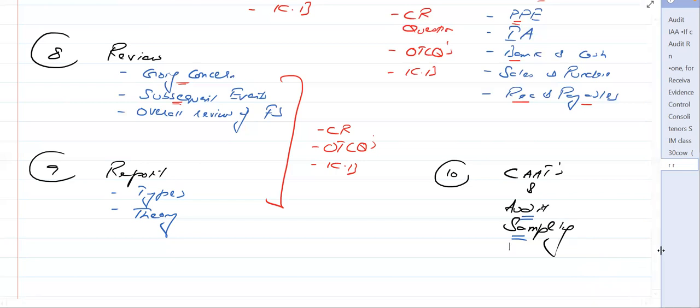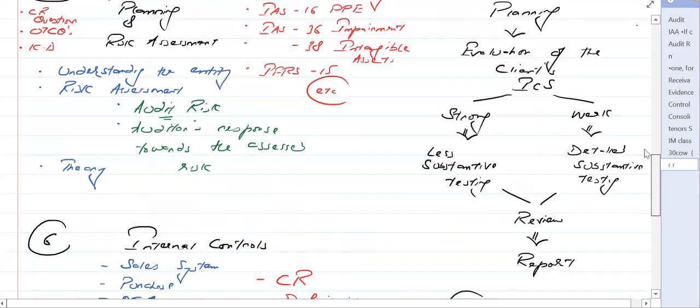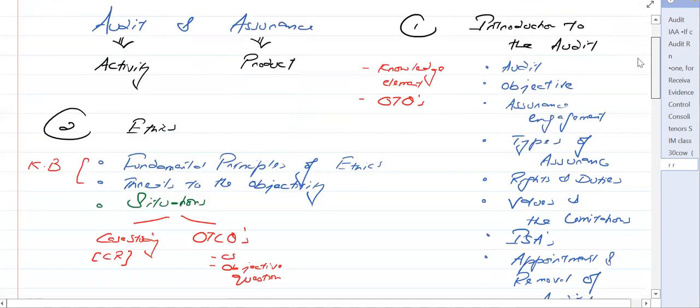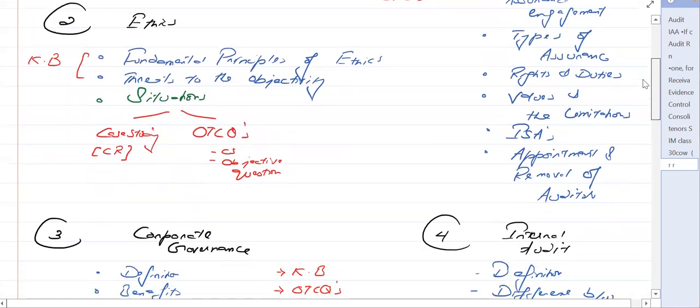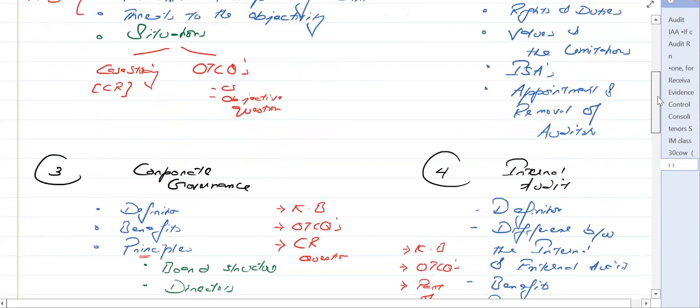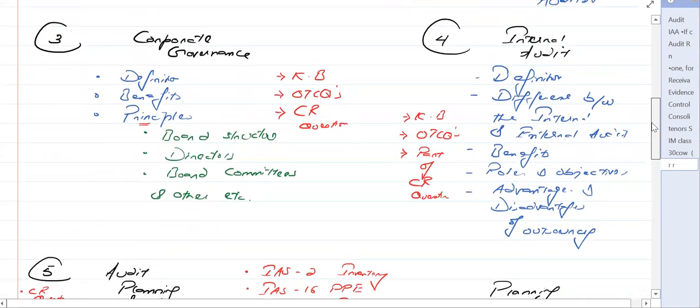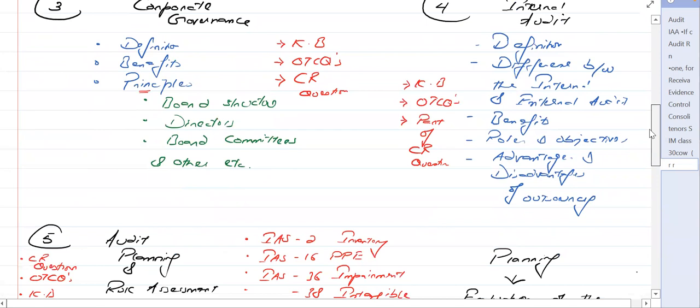So this is the complete paper of the F8, and I've given you the flavor of each and every area. So chapter number 1, introduction to audit theory. Chapter number 2, ethics for the auditor, the situations you need to understand within the code of ethics. Chapter number 3, corporate governance, board structure, directors, and things like that. Chapter number 4, the internal audit, the difference from the external audit, etc.